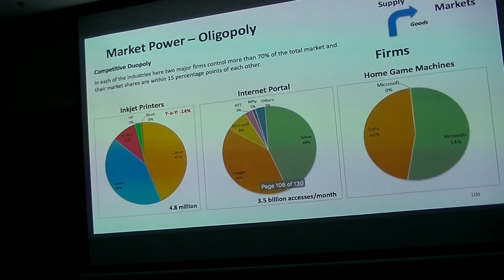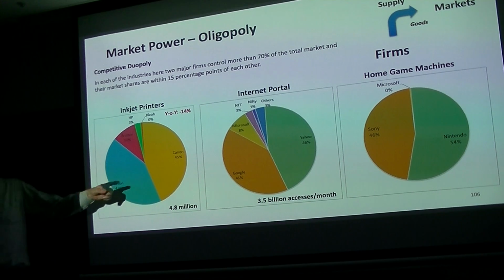YouTube is of course owned by Google. We got inkjet printers. Here's where I say these are what I call competitive duopolies. These are some very interesting industries, because some of these are ones that you're very used to. Inkjet printers.